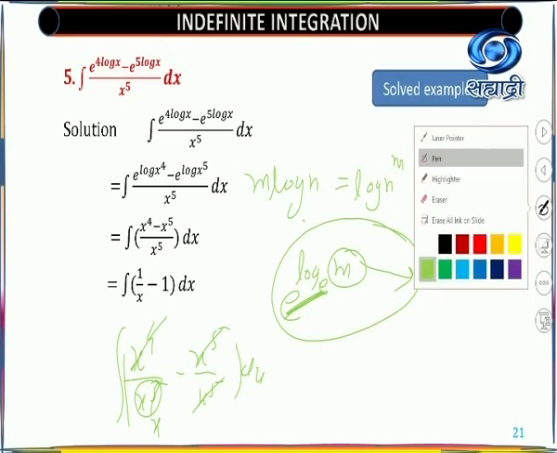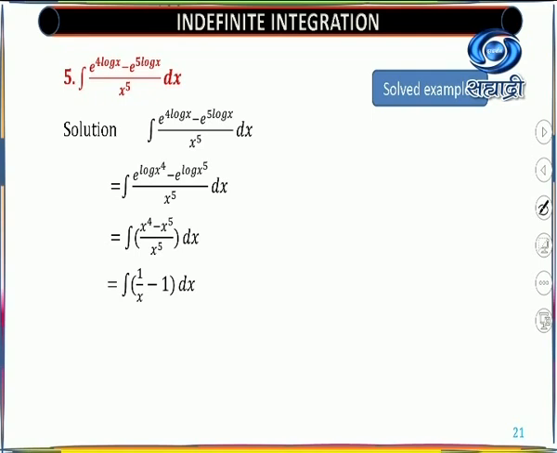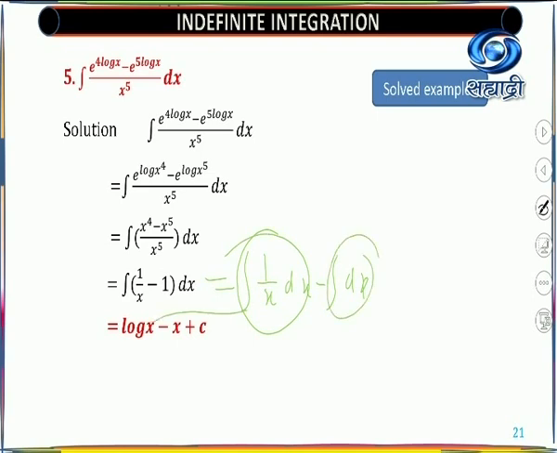So we started with this, and now, as usual, you know the theorem that since this is a subtraction, you can separate it out. So this is integration of 1 upon x dx minus integration of dx. Integration of 1 upon x is log x, and integration of dx is nothing but integration of x^0 dx.